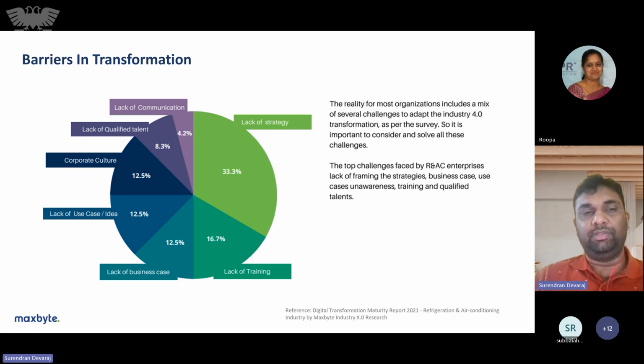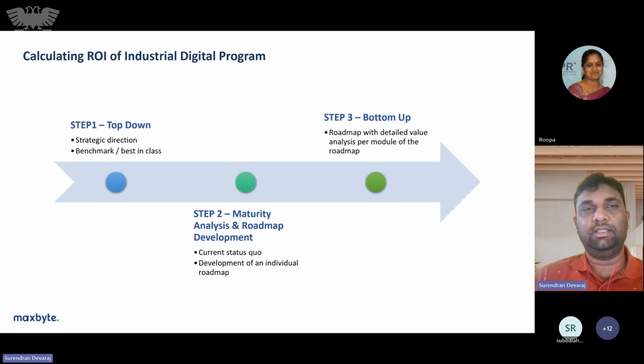Then followed by lack of business case, lack of qualified talent, lack of use cases. So these are some of the areas that have to be addressed before starting any digital transformation. And of course, one of the key critical areas is the ROI.